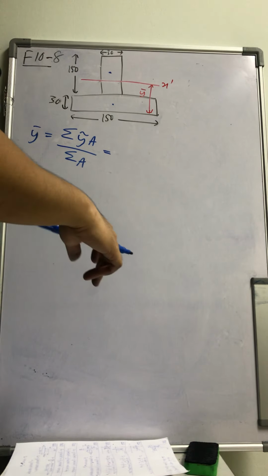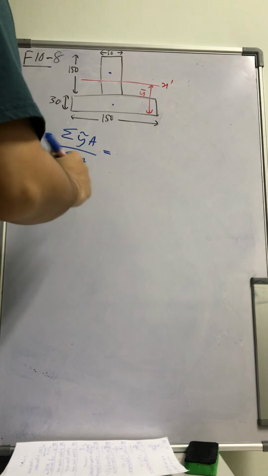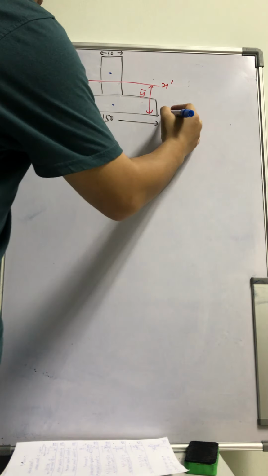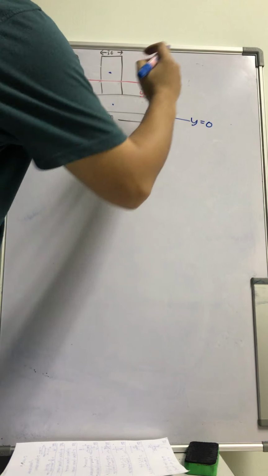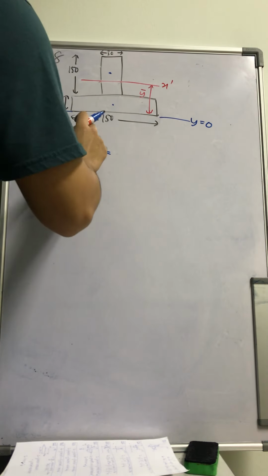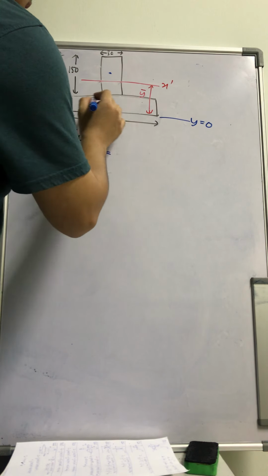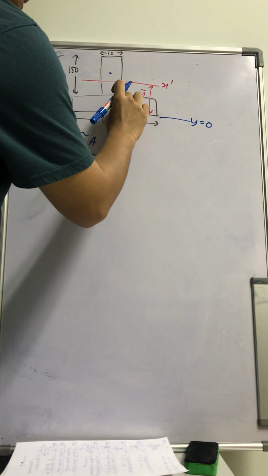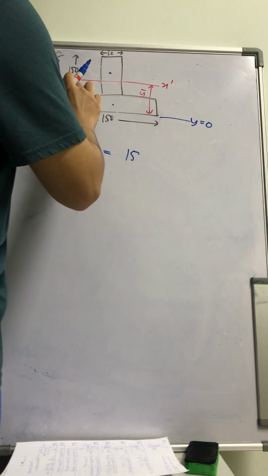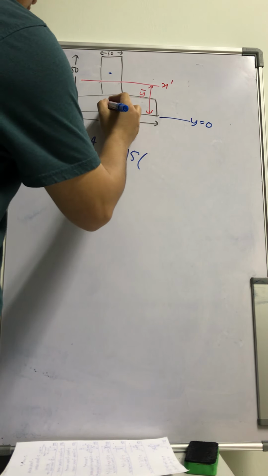Of course, in chapter 9, you make a table to do this, but you're going to do it here. So make this as a reference axis, this is y equals to 0. Whatever value you go up, you have that value of this y bar. So for the first area, what is this height? It is 15, isn't it? 30, half of that, 15. This is the y tilde 1.